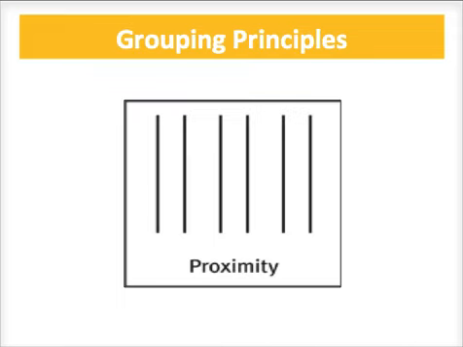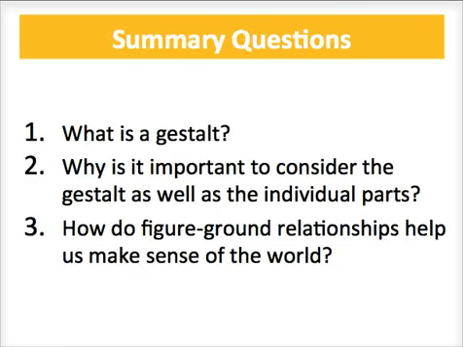Gestalt psychologists also worked on grouping principles. Here's one of the grouping principles. It's called proximity. People who look at this diagram see 3 sets of 2 lines. They don't see 6 individual lines. Proximate means close. We tend to group things that are close together. Just like an approximation in mathematics means that you try to come close. This is one of several grouping principles. Others include continuity and closure, which you can read about in your textbook.